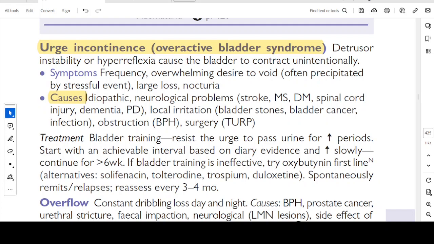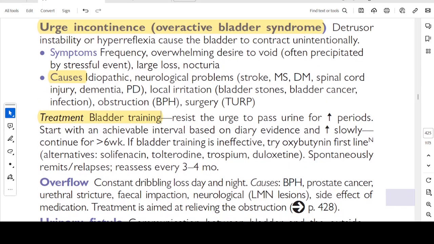Causes: idiopathic, neurological problems like stroke, multiple sclerosis, diabetes, spinal cord injury, dementia, and Parkinson's disease. Local irritation of the bladder, when there's a local irritant like bladder stone, bladder cancer, infection, obstruction like BPH, surgery, TURP. These all can cause urge incontinence in people.